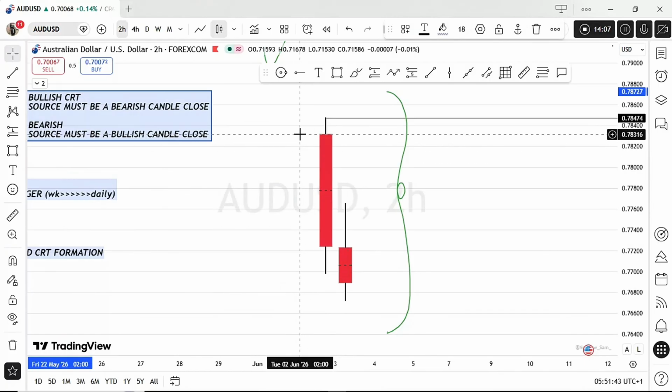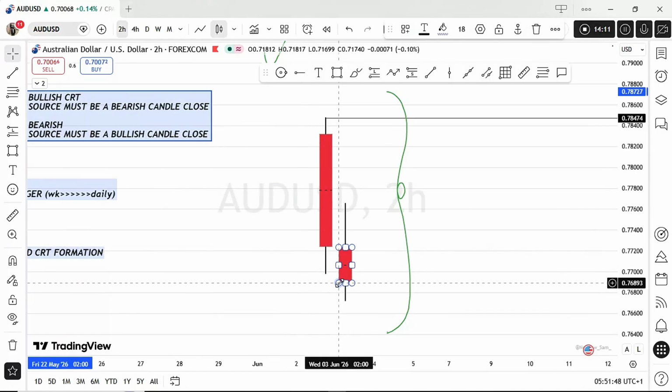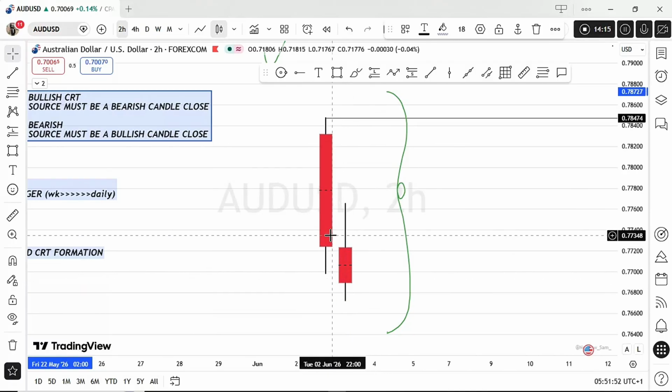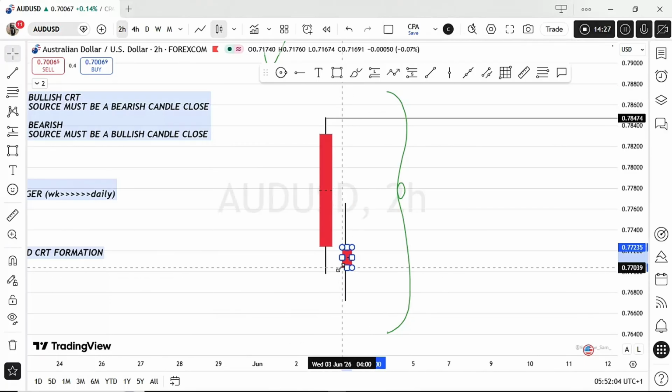Because the candle opened here and it closed here, right? So you wait for this day candle to close. That is why if I don't see a setup on Monday, I wait for Tuesday. If I don't see it on Tuesday, I wait for Wednesday. I must wait for the candle to close before I make any trading decision, right? So the candle must close within the range.